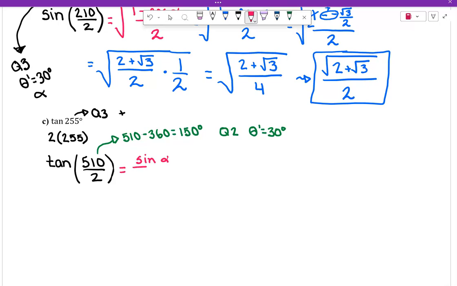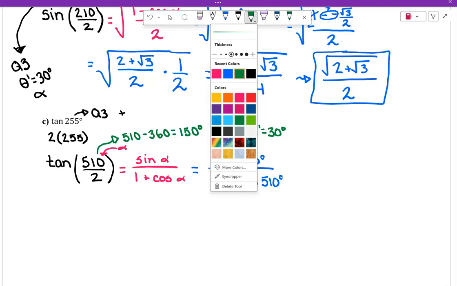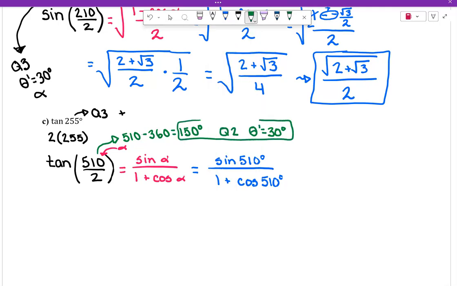Okay, and I think what I want to do is to stay with repetitiveness. I'm going to refer to this as alpha. So we're going to have sine of 510 over 1 plus cosine of 510. But I need you to go back to everything that I just wrote up here. 510 is coterminal with 150. Okay, so I'm focusing on that.